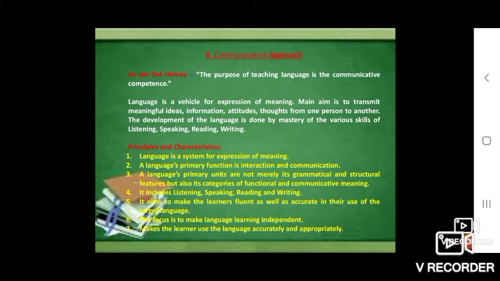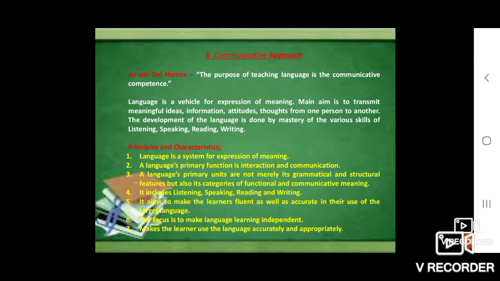It should be the aim of teaching such a language that the learner must be fluent as well as accurate in their use of the target language. Although this language is foreign for us, by adding this type of approach in the classes, students gain fluency. They are able to make accurate use of this language in the classes or outside the classes. So language learning must be independent, or independence should be given to the student, or the focus is made on independent language learning.